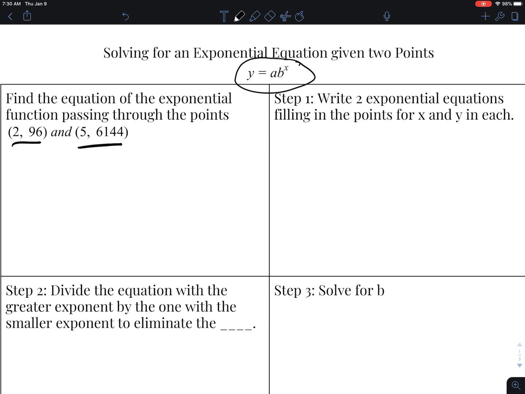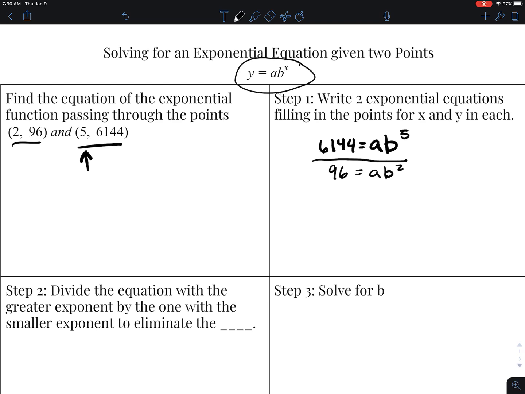We don't know what a and b are yet, so we're just going to set up our equations. We're going to start with the one that's going to have the bigger x value. So that would be 5 in this case. So we're going to do y, which is 6144, equals a times b to the power of 5. And then we're going to divide that by our second equation, which is going to be 96 equals a times b to the power of 2.